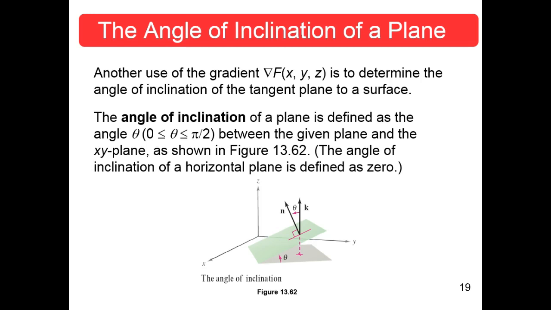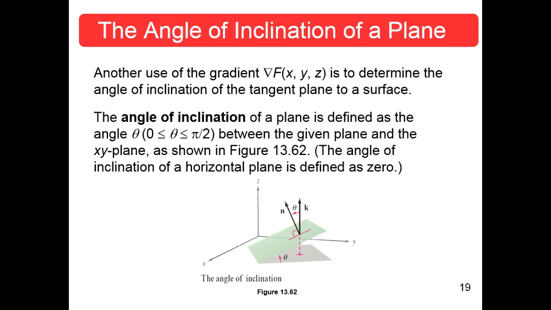Another use of the gradient, besides these others we've been doing, del f, gradient of f of x, y, z, is to determine the angle of inclination of the tangent plane to a surface. The angle of inclination of a plane is defined as the angle, always an acute angle, between 0 and pi halves. Don't have any obtuse angles, don't have any negative angles, just the acute angle between a given plane and the xy plane. So here's the xy plane down here, and the angle of any other plane relative to that. The angle of inclination of a horizontal plane, of course, would then be 0.